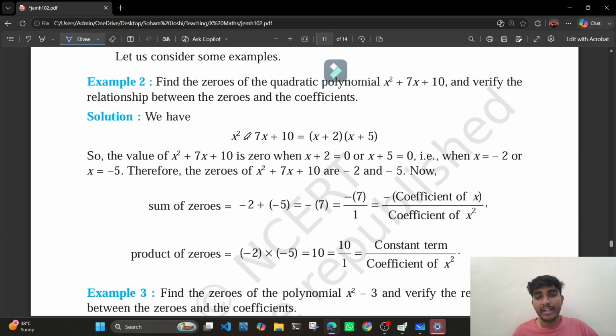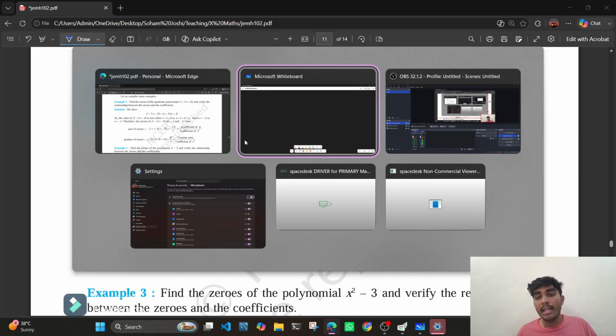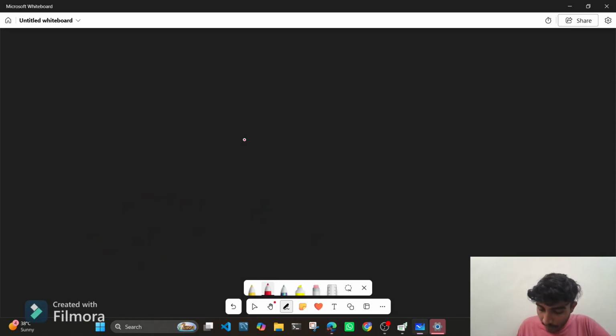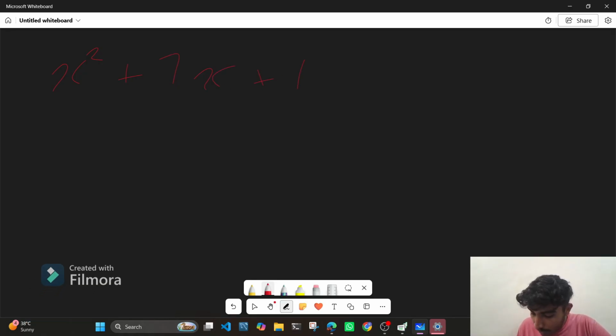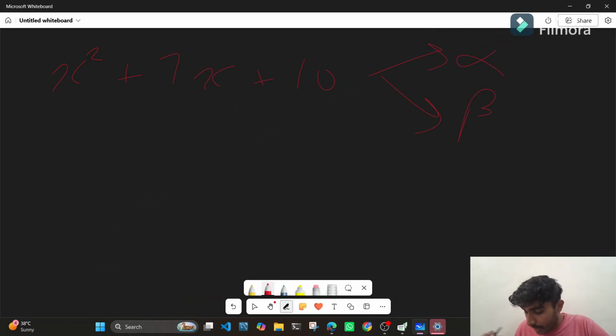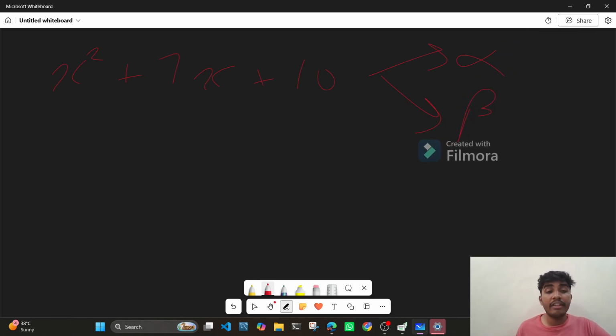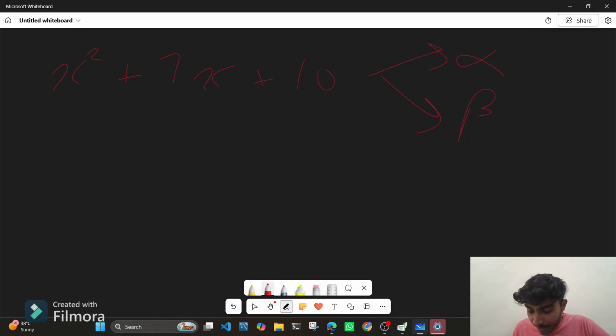It is given: find the zeros of the quadratic polynomial and verify the relationship between the zeros and the coefficients. I think we should solve this example: x square plus 7x plus 10. Let's say we are given x square plus 7x plus 10, and its roots are alpha and beta. Firstly, we will find the roots. We find the roots by splitting the middle term.